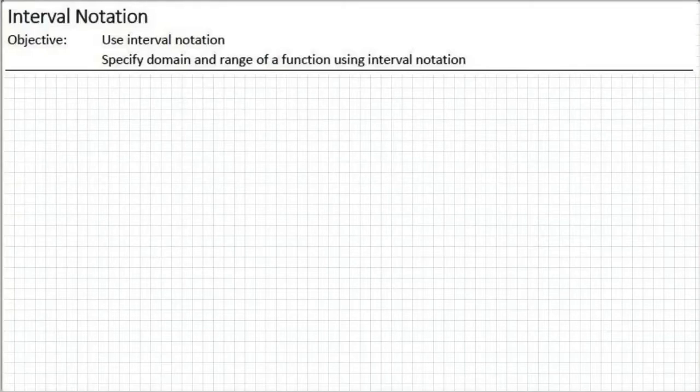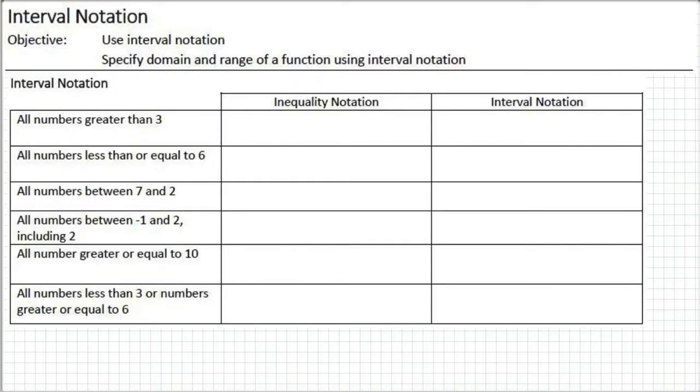Class, in this lesson we're going to cover something very simple. It's called interval notation. So, backing up a little bit, we're going to talk about inequality notation first. We are very familiar with this. All numbers greater than 3, all numbers less than or equal to 6, etc. All numbers between 2 and 7.